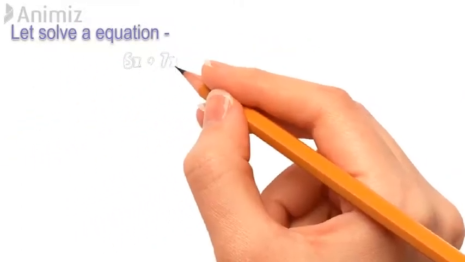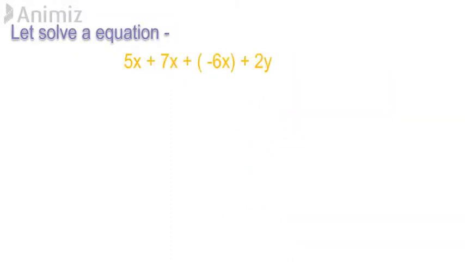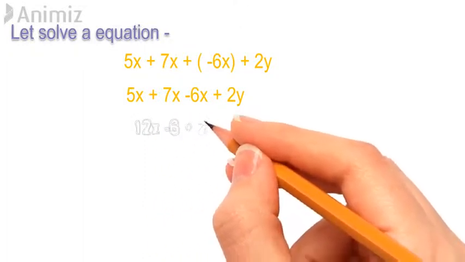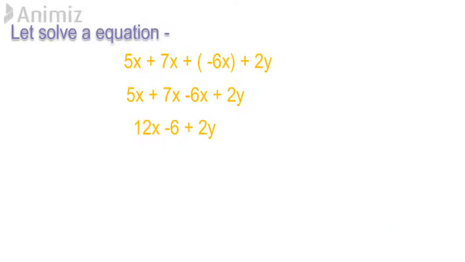Now let's solve an equation. 5x plus 7x plus minus 6x plus 2y. So minus 6x is negative, so we will multiply the signs. Plus into minus equals minus, and we will add 5x and 7x because they are positive. So 12x minus 6x plus 2y. 2y is there. It is an unlike term, so we will not add it. And 12x minus 6x equals 6x plus 2y. So that will be the answer. We will not add 2y because it is an unlike term, and we will leave it.